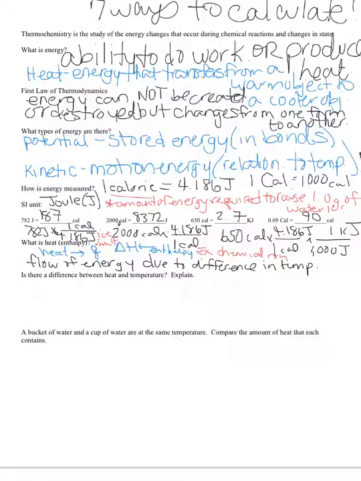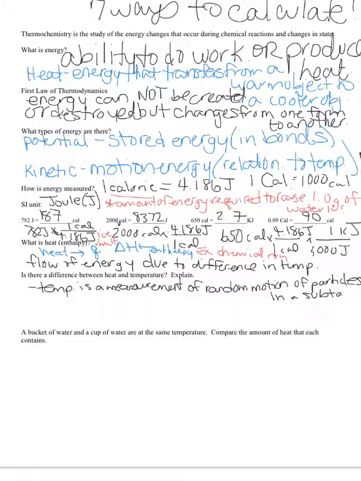Okay. So the next thing that students have a little bit of difficulty with is describing, well, what's the difference between heat and temperature? There is a difference between heat and temperature. They're not the same. So if we're looking at temperature, temperature is a measurement of random motion of particles in a substance. It's something you read from a thermometer, and what you're reading is the random motion of particles within a substance and how fast or how slow they're moving.